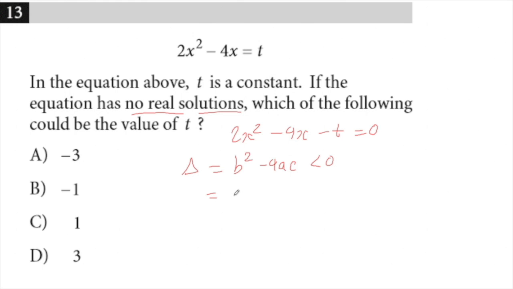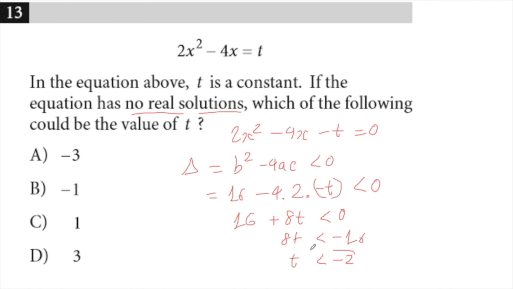So b squared you got here is minus 4 squared, you got 16. Minus 4, a is 2, and c is minus t. Here is less than 0. So simplify the expression. Minus 16 here, and here is minus 2. So the value for t has to be less than minus 2. A, B, C, and D, that's only for A, less than minus 2.